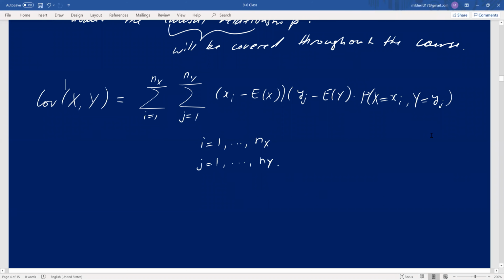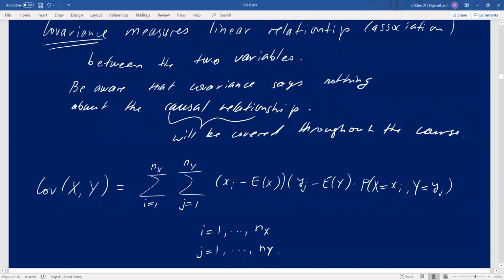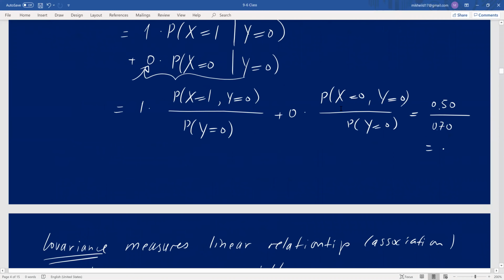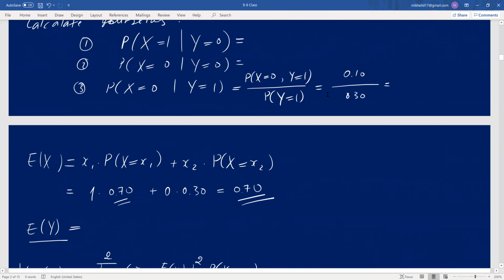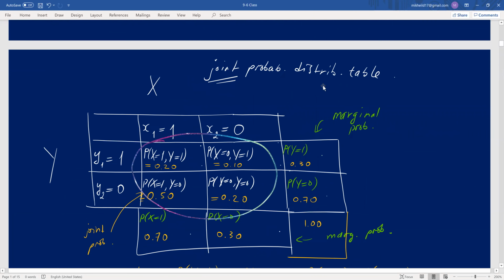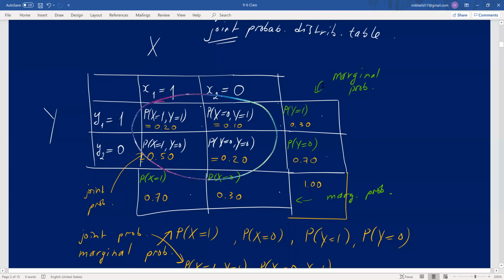Let's calculate the covariance between X and Y in our previous example. Professor, can you explain what it means when you're taking two summations? Definitely. Let me copy this and paste it here. I just want to cut this so that I don't have to do everything from the start.